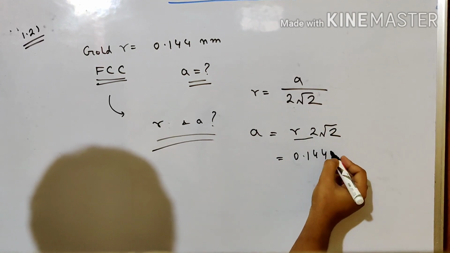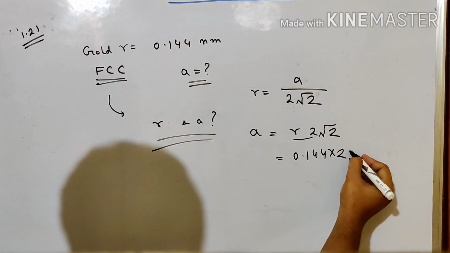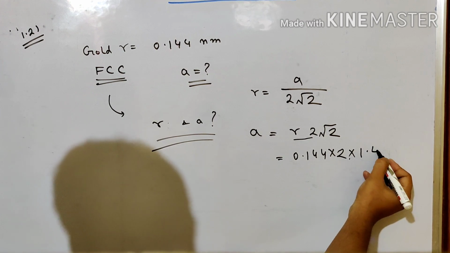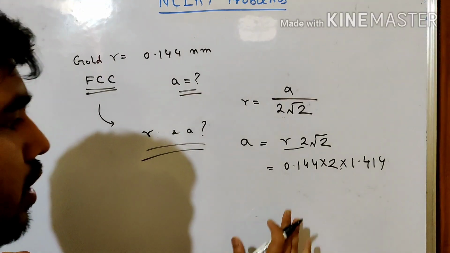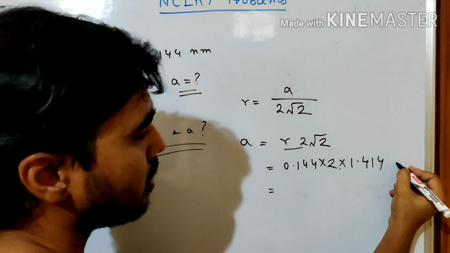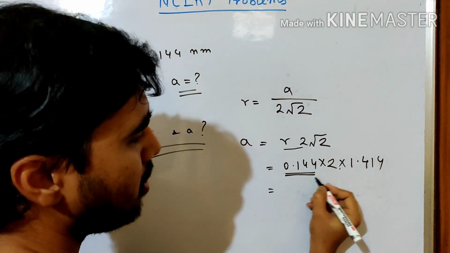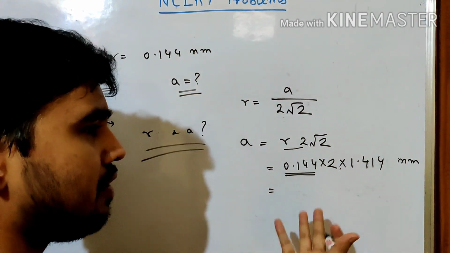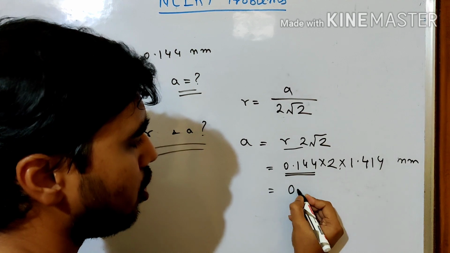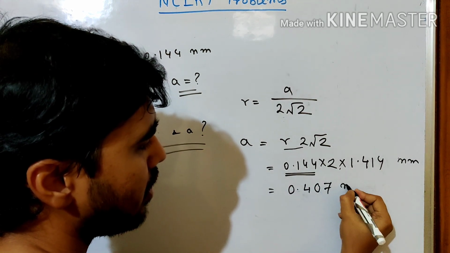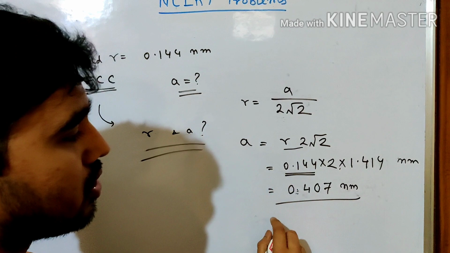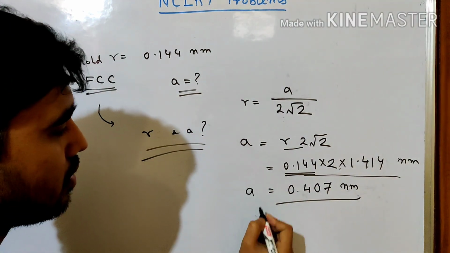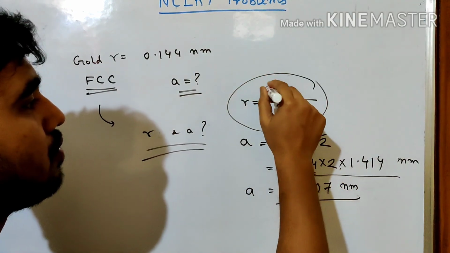So it is basically 2 root 2 into R, so it should be multiplied by 2 into root 2, that is 1.414. Remember we are taking this value in nanometer, so the answer should be in nanometer. No need to change it into other units because it is given in nanometer only. We are getting 0.407 nanometer. You calculate it by yourself by pausing the video here. So it is the answer. It is basically using this equation which we have proved earlier.